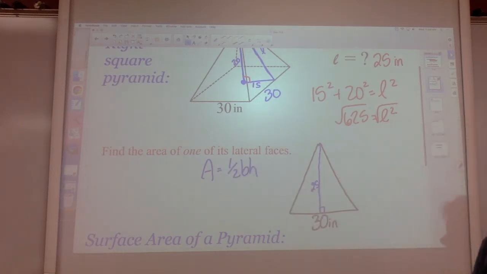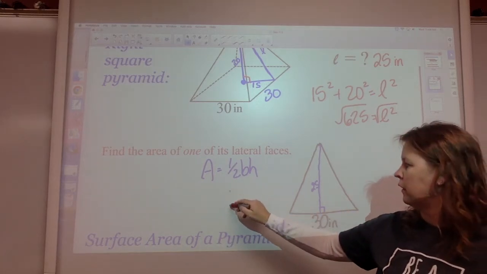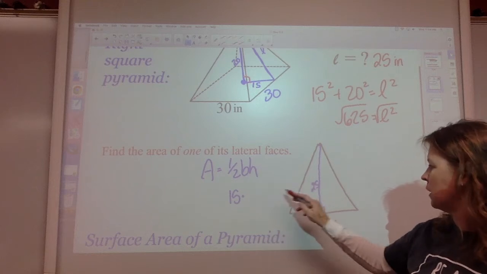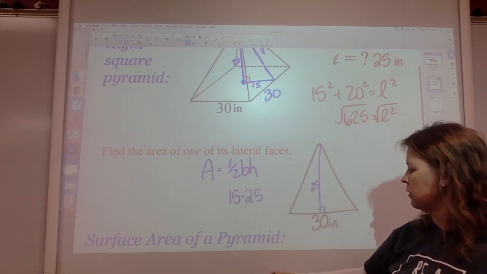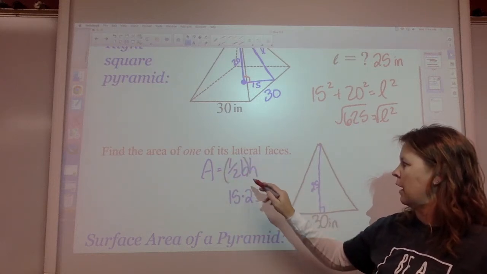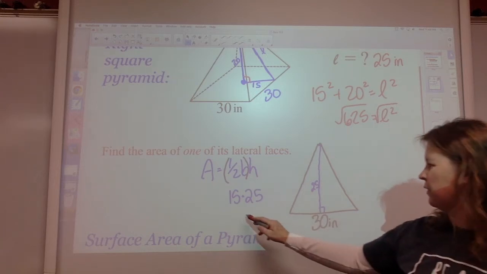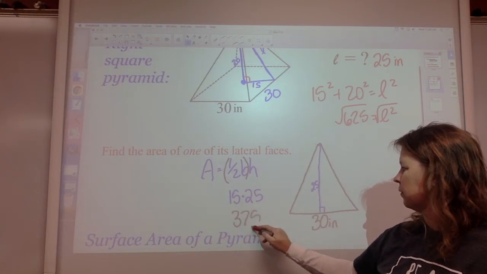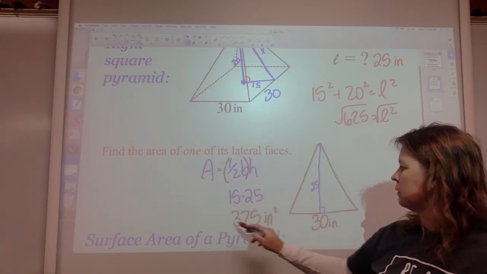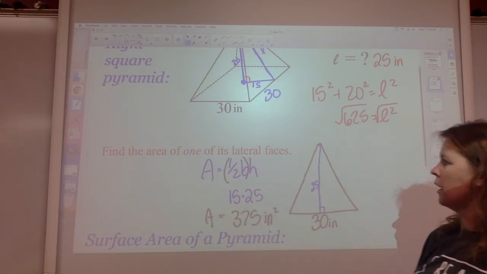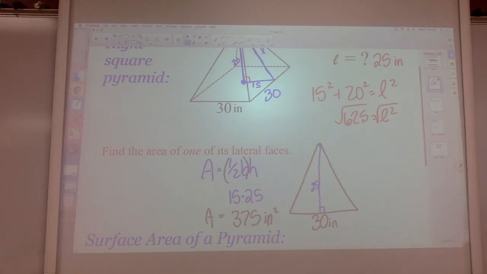And to find the area of a triangle, we need half the base, 15, times the height, 25. I did it like this, half base times height, which is the way I was doing it on the prisms. 15 times 25, just to double check, is 375 square inches for the area of one of its lateral faces.